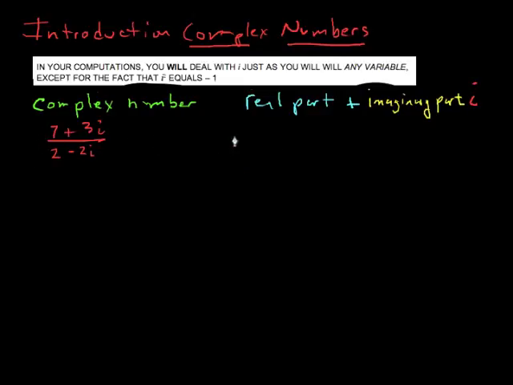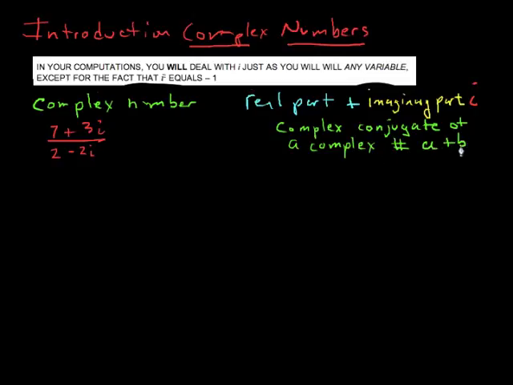So what are we going to do? We're going to introduce something called the complex conjugate. So we have the complex conjugate of a complex number a plus bi. The conjugate is a minus bi. And let's just see what happens when we multiply a plus bi times a minus bi.